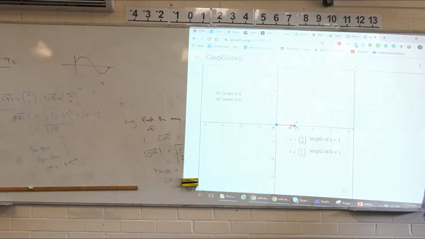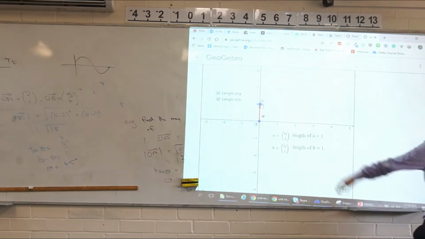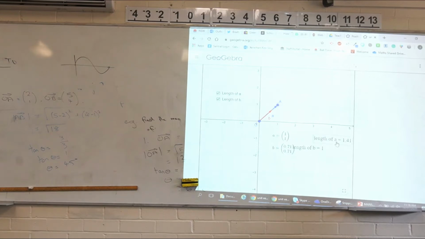That's an example. What's another one with length 1? Where could I go? I could go that way, right? These both also have length 1, and any of these ones that go to 1 are going to be length 1. What if I go here? Would that also have length 1 for vector A? Let's have a look. No, it's a bit longer, right? 1.41 or square root of 2. But the length of B maintains that unit length of 1.